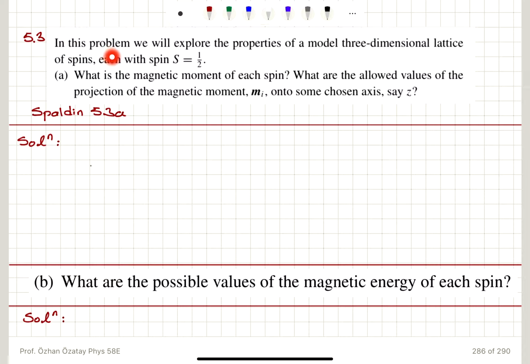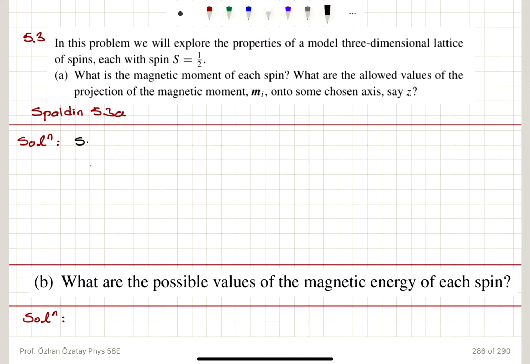In this problem, we will explore the properties of a model three-dimensional lattice of spins, each with spin s equals 1/2. Part A, what is the magnetic moment of each spin? What are the allowed values of the projection of the magnetic moment m sub I onto some chosen axis, say z-axis? Okay, so we have a spin system.